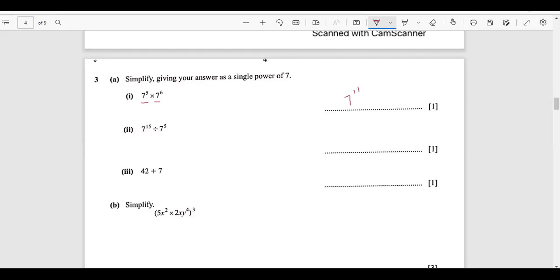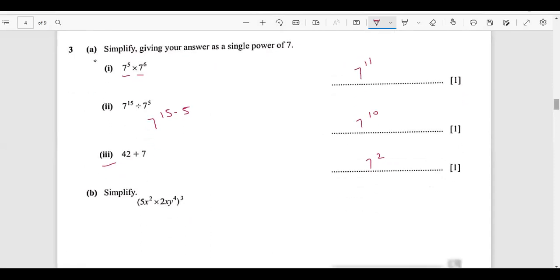The next one. 7 to the power of 10. Very good. 15 minus 5, and this is going to be 7 to the power of 10. All right. And what about the third one? That is also simple. 49. Yes, 49 is 7 to the power of 2. Yes, so you write it down as single power, so 7 squared. Very good. Okay. So this was the first part.